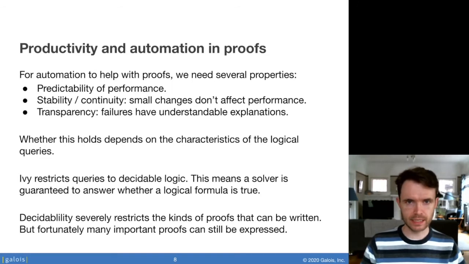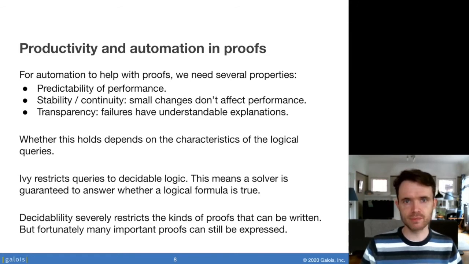First, predictability. We should be able to reduce proofs to automated lemmas because we can reasonably predict solver performance. Second, stability, or we might call this continuity. Small irrelevant changes do not greatly impact solver performance. And third, transparency. Failures have understandable explanations, especially if they're due to errors in the proof. Ivy's hypothesis is that predictability, stability, and transparency lead to productivity for proof engineers.